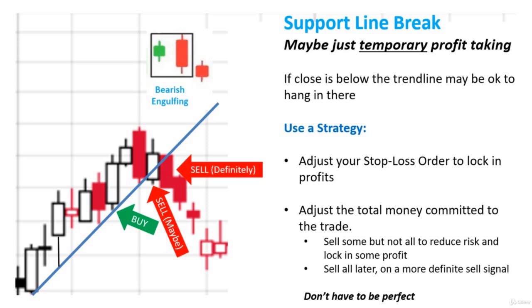And then it starts to see where we're definitely having a close all the way below the break line. Now we're really selling at that point. And maybe we already took out some profits at the sell maybe, and then we took the rest out at the sell definitely. But if it had turned and gone the other direction, then we still have some money in, and we could keep riding that trend.